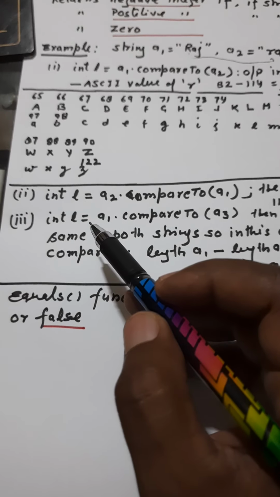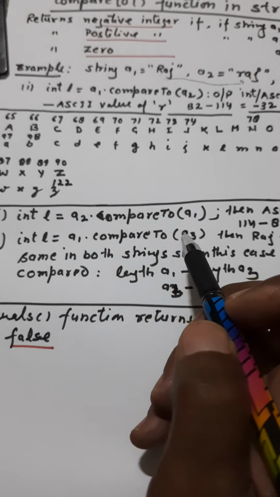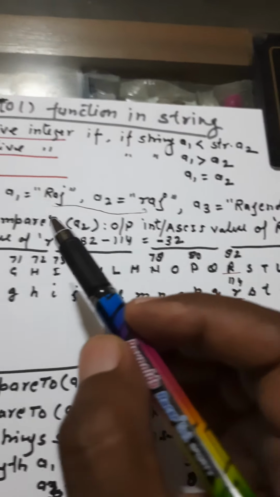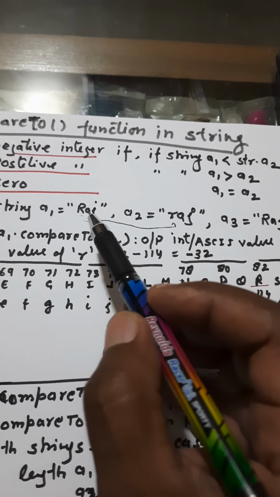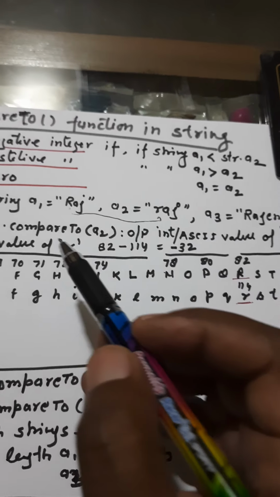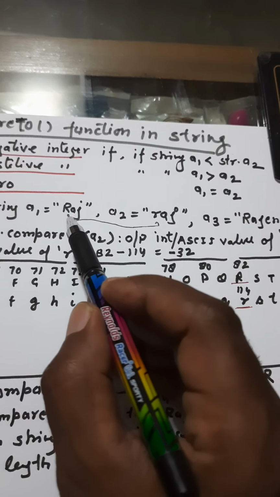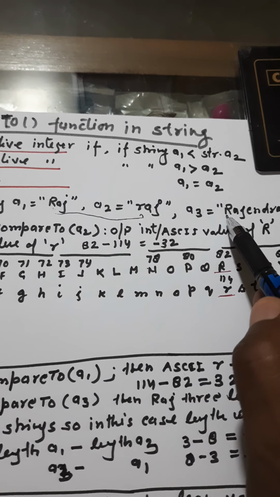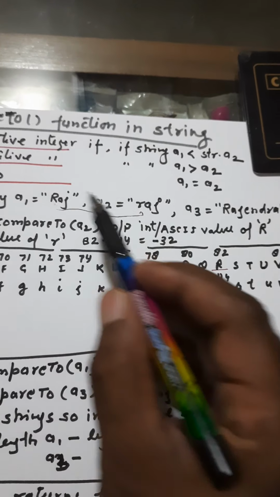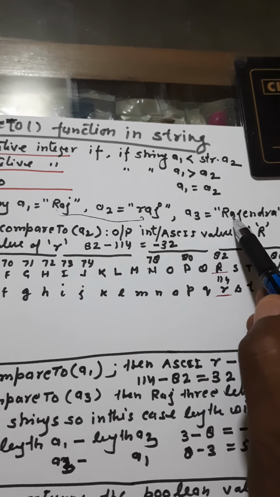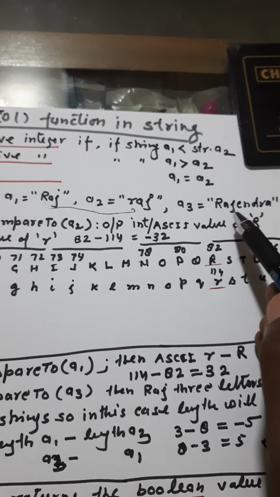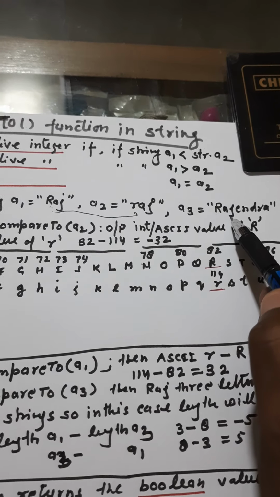In the third case, see int l is equal to a1.compareTo(a3). Now concentrate on this example. This is a special one. In a1 it is Raj, but in a3 it is Rajendra. So how will it compare? R will be compared with R. There will be no difference because both are the same. Then this small a will be compared with this small a. Again both are the same. Small j will be compared with small j, and there will be no difference.